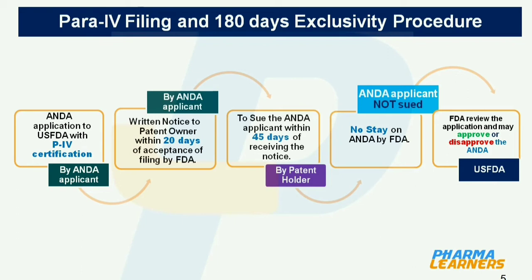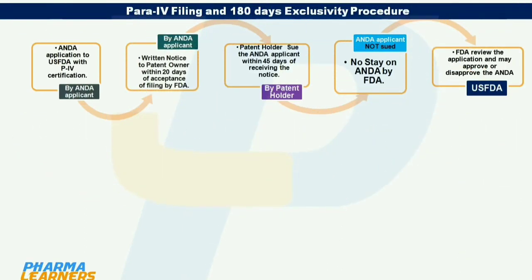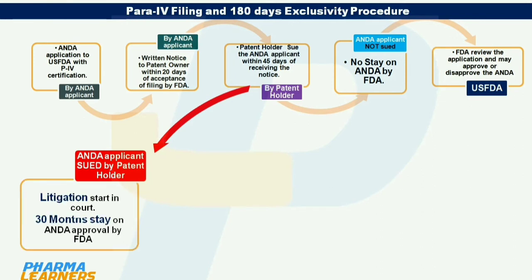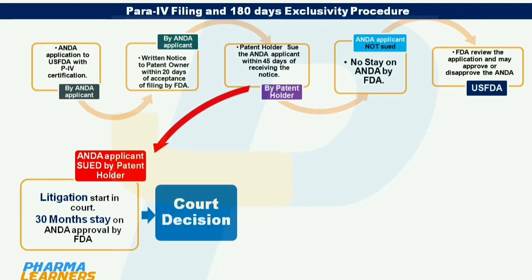Now let's talk about the second case, which generally happens. If the patent holder sues the ANDA applicant, in this case, litigation starts in the court. FDA holds the ANDA application, and will not review the ANDA, for the next 30 months. Now it's time for the court decision.